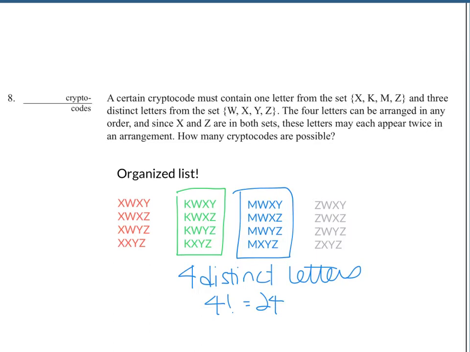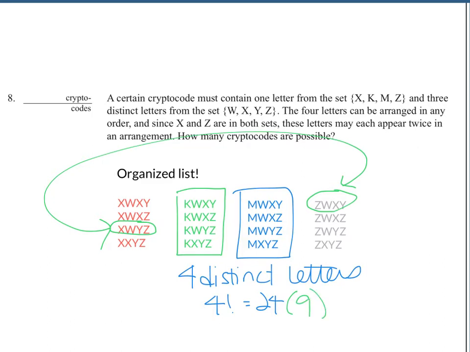Now here comes the trickier part. Caution, caution. For the ones that start with X and the ones that start with Z, this has Z, W, X, Y. This also has the same four letters, Z, W, X, and Y. So make sure when you're counting these arrangements that you do not overcount. They still have four distinct letters, so that's another set of four distinct letters. So far we have 9 sets, each with 24 ways. So we have 24 times 9 so far.